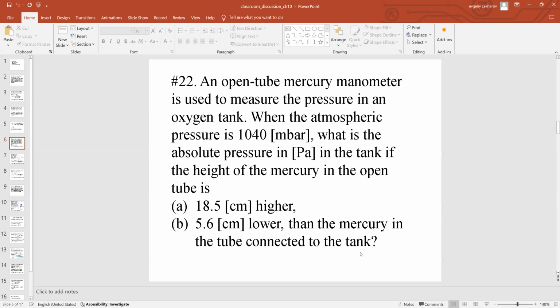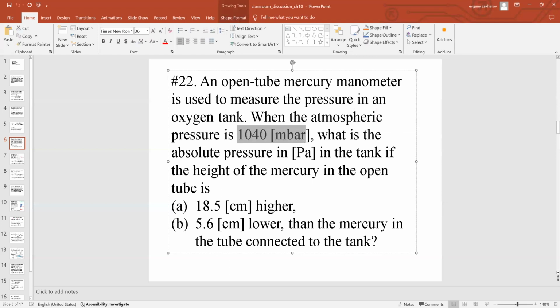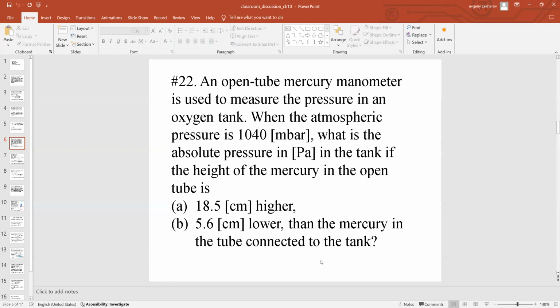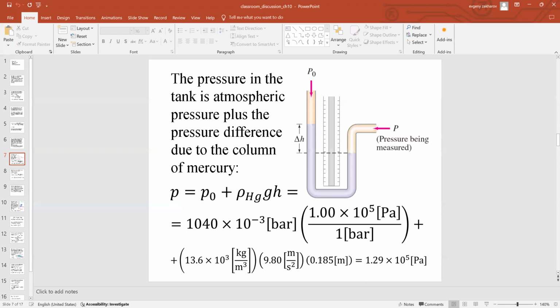Okay, now the manometer measures the pressure in an oxygen tank. Pressure is 1040 millibar. That's totally not System International. You have to convert to pascals from that. What's the absolute pressure in the tank if the height is 18.5 centimeters higher or 5.6 centimeters lower? So let's draw a diagram and see what's going on.